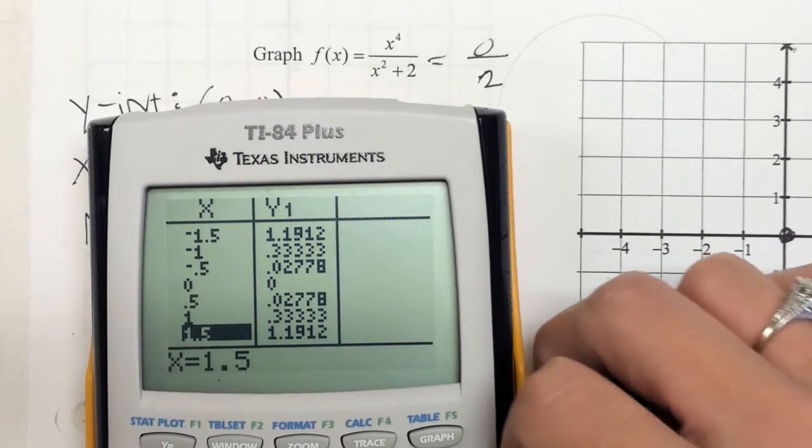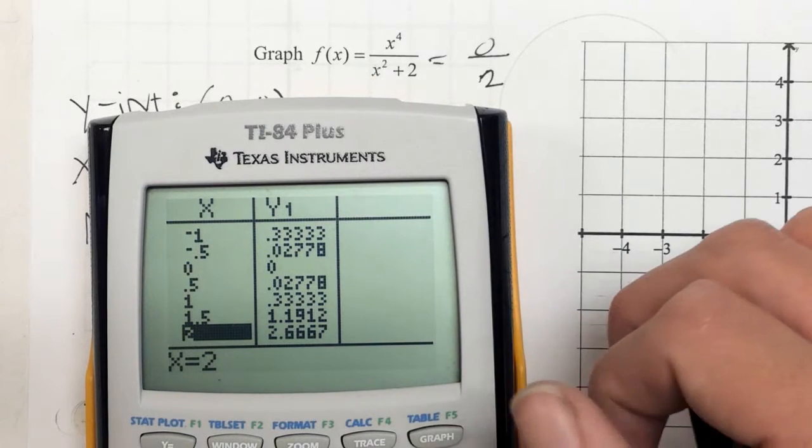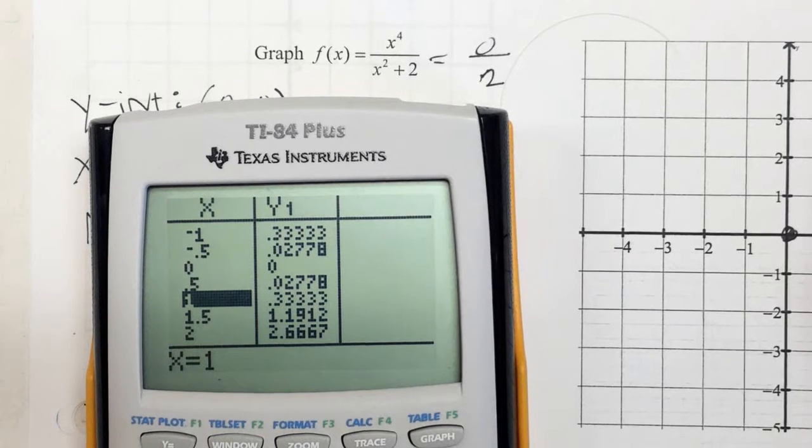Did you type it in your calculator? Oh, you don't have one. I'm sorry. Alyssa, what's my y value at 2? What'd you get? Good. So 2.67 is going to be somewhere up here.